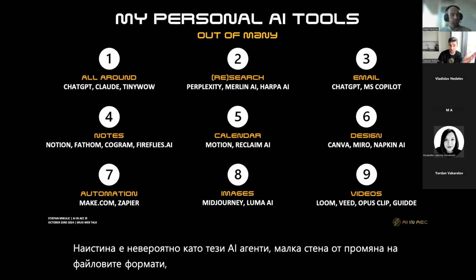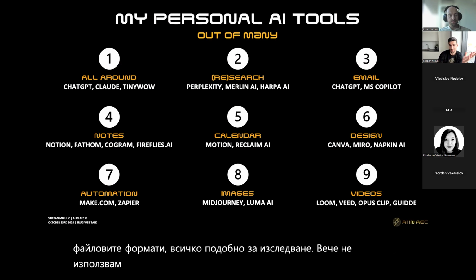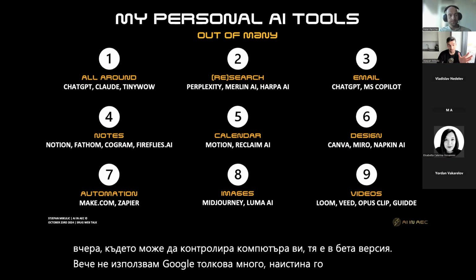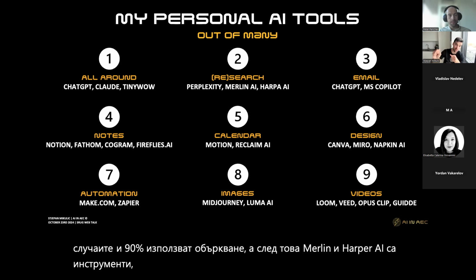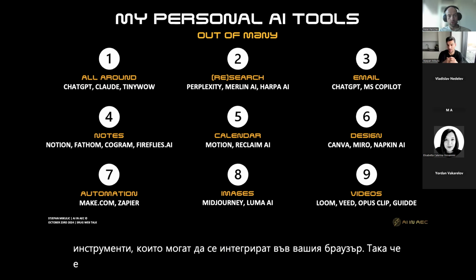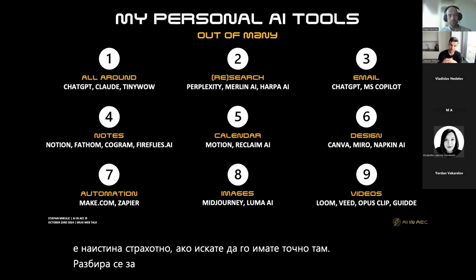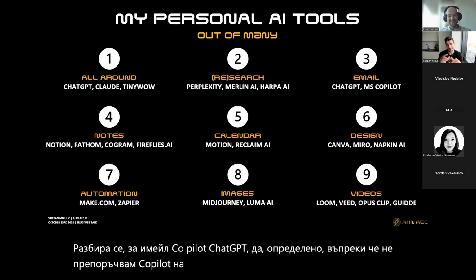For research, I don't use Google as much anymore. I use it in like 10% of cases. In 90%, I use Perplexity. And then Merlin and Harpa AI are tools that can integrate within your browser, so it's really cool if you want to have it just there. Of course, for email, Copilot, ChatGPT, yes, definitely. Even though I don't recommend Copilot to everybody right now.